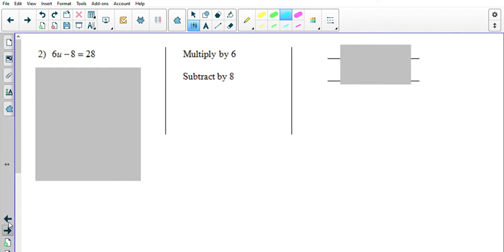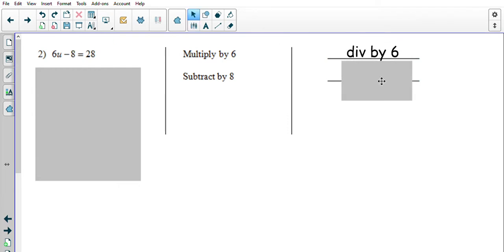So our second equation is 6u minus 8 equals 28. The first thing that's happening to the variable u is we're multiplying by 6. Then you're subtracting by 8. So our inverses: the inverse of multiply by 6 is to divide by 6. And if you want to write that out using the multiplication and division symbols, that's fine too. It's just a little easier for me to type it. The inverse of subtracting by 8 is to add by 8.